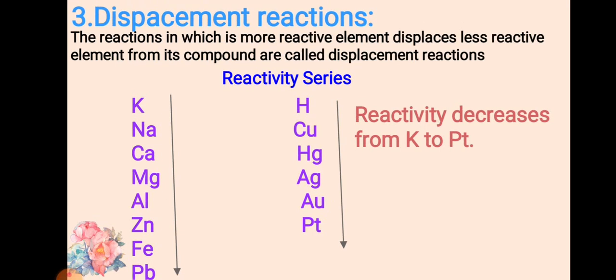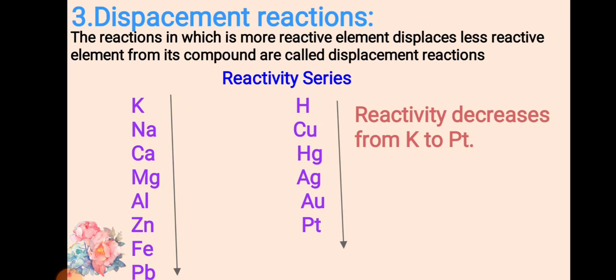Displacement reaction. So what is displacement? It is the third type of chemical reaction. The reaction in which a more reactive element displaces a less reactive element from its compound is called a displacement reaction. So here we'll come to know that always a highly reactive element displaces the less reactive element.